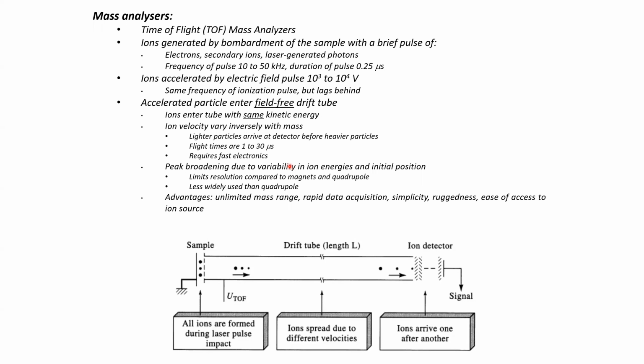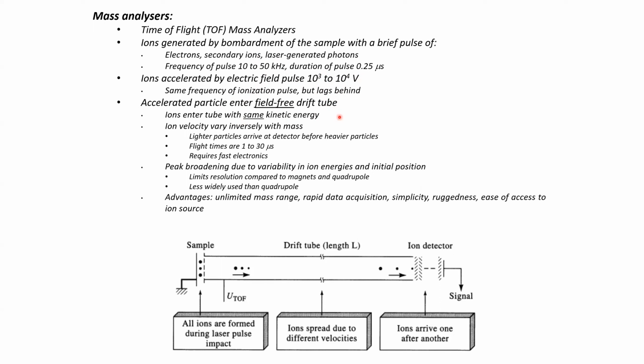Then time of flight mass analyzers, which are typically used in things like MALDI. Ions are generated by bombardment of the sample with a brief pulse of electrons. Ions are then accelerated by an electric field pulse of 10^3 to 10^4 volts. This is the same frequency as the ionization pulse, but it lags behind, so it comes some time after. The accelerated particle then enters the field-free drift tube. Ions enter the tube with the same kinetic energy, and ion velocity varies inversely with mass.